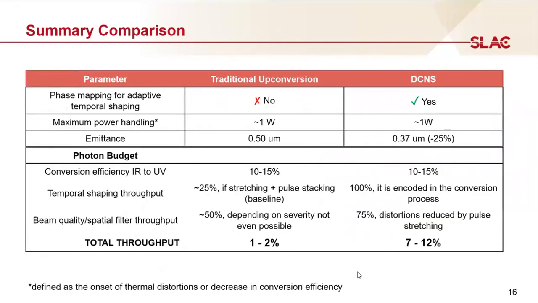As a quick comparison with currently implemented beams, the DC&S pulses, by combining shaping and nonlinear conversion, result in nearly an order of magnitude more available photon energy for electron generation at a reduced emittance.